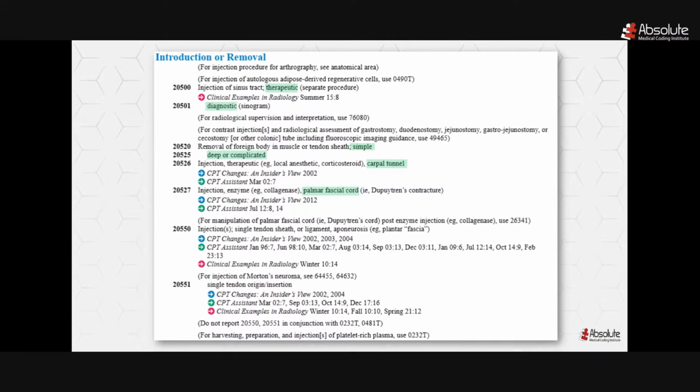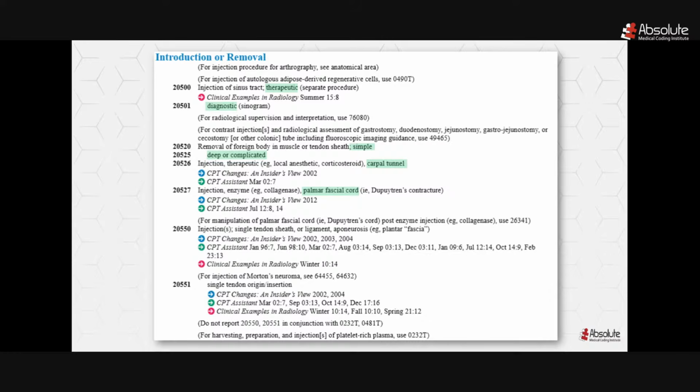Then we have 20526 for injection therapeutic carpal tunnel. So that is mainly used for the patients with carpal tunnel syndrome, where injection of a steroid might be given to the carpal tunnel. All right. And we have 20527, that is for injection enzyme to the palmar fascial cord.